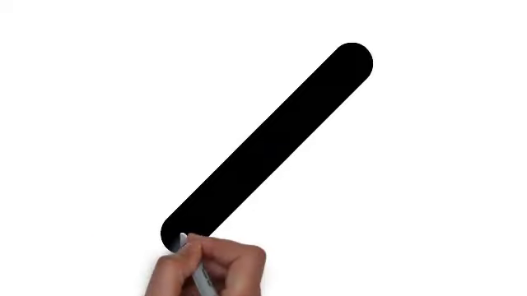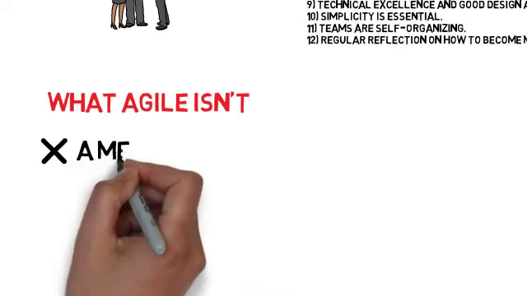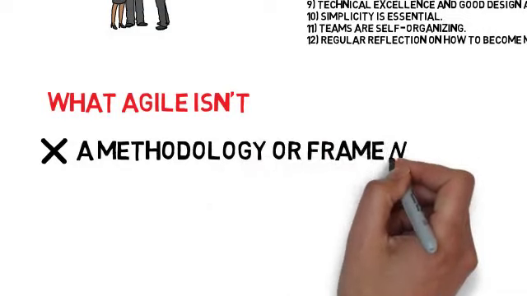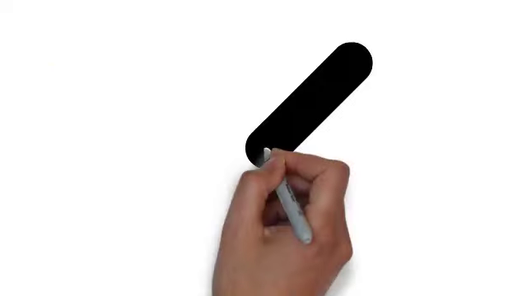Now, while Agile is often the perfect set of principles for many projects, there are many things that Agile is not. It is not a methodology or a framework. It is a set of principles and values that can be applied in different working environments. Agile won't prescribe specific details for your project, and no two uses of Agile will look the same.